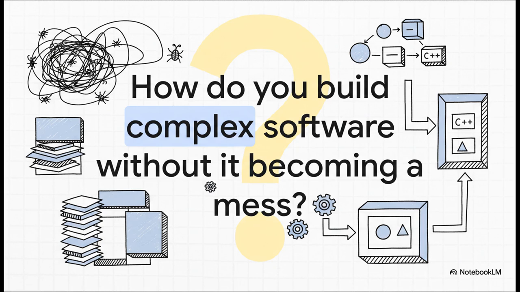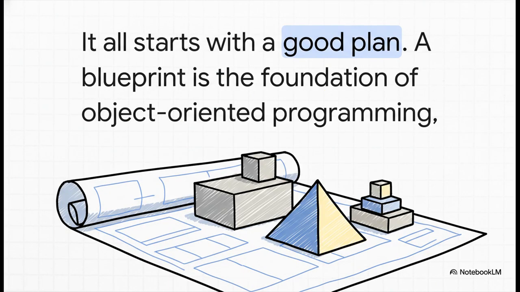I mean, seriously, think about it for a second. The software we use every day is unbelievably complex. So how on earth do programmers manage all that? How do they stop these massive systems from just collapsing into a tangled, buggy nightmare? Well, the secret, at least in C++, is that you have to start with a really good plan, a blueprint. This is the whole idea behind object-oriented programming, and it's what lets us build code that's not just powerful, but also organized and, super importantly, reusable.